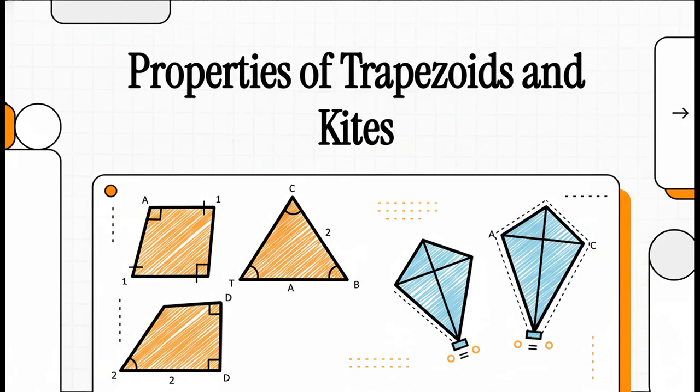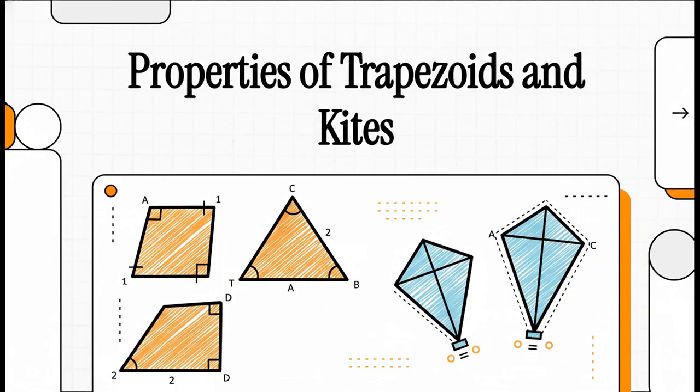Hey everyone and welcome! Today we're jumping into two shapes you probably see all the time but maybe don't think too much about, the trapezoid and the kite. Now they're both four-sided figures, but they play by a completely different set of rules. So, what's the secret sauce that makes a trapezoid a trapezoid and a kite a kite?